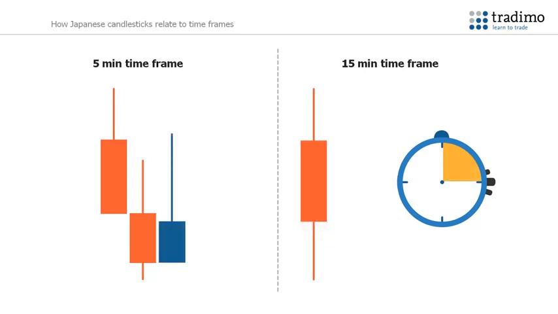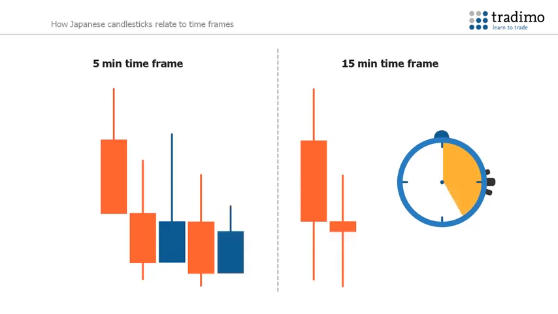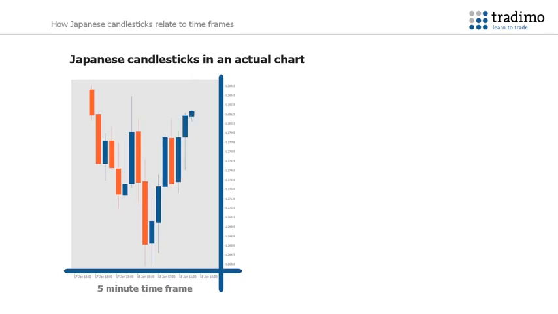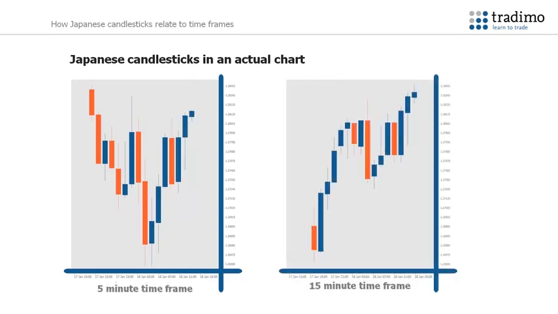At 15 minutes you have 3 5-minute candles and still just one 15-minute candle. After 20 minutes there are 4 5-minute candles and 2 15-minute candles. And so on. Here you see how the candles look in a real chart. On the left, you see a 5-minute time frame, and on the right, a 15-minute time frame. These two charts are showing the same price action at the same time.